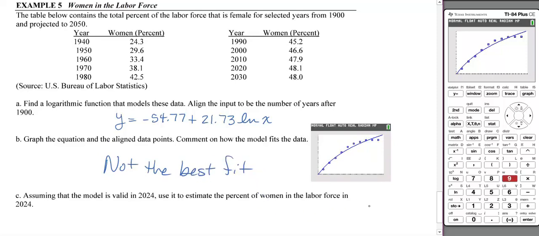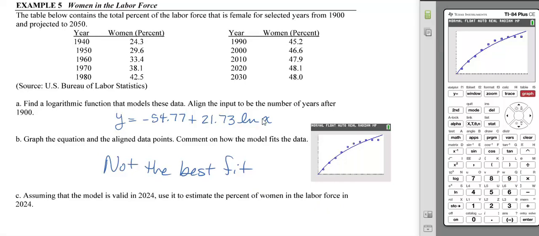Assuming the model is valid in 2024, use it to estimate the percent of women in the labor force in 2024. 2024 is going to be between these data points, so definitely we are interpolating. We don't need to change our window at all. For the year 2024, that's going to be an x value of 124. So we can trace, and make sure you arrow up or down so that you're on the model and not on the plots. We'll put 124, enter, and there we are.